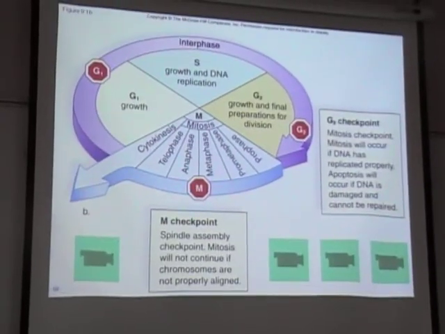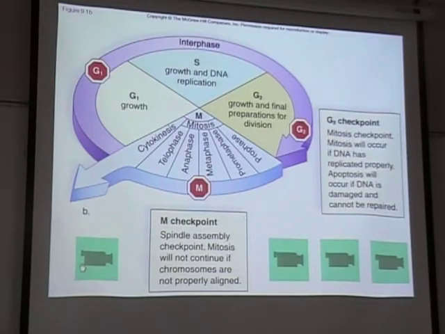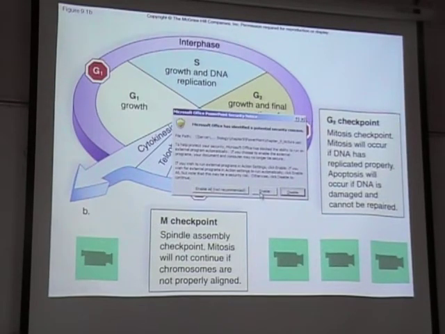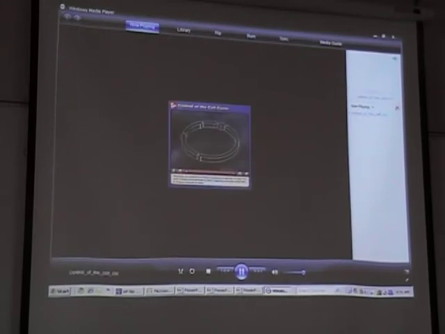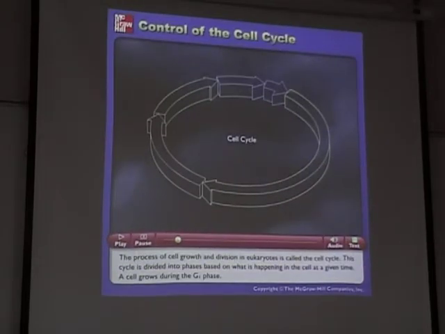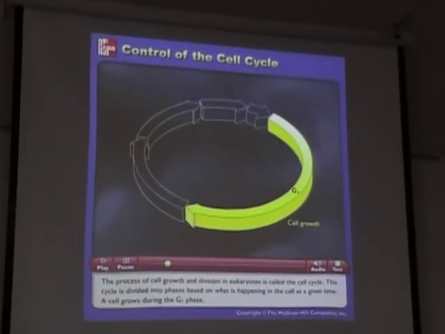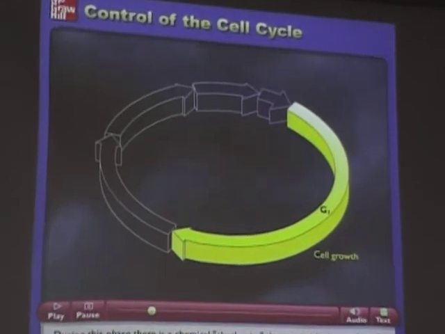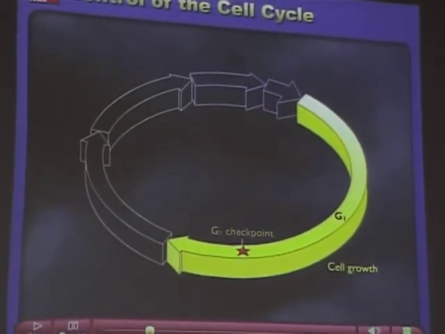Video footage of the cell cycle. How fast does that happen? It takes about 24 hours for the whole thing. The process of cell growth and division in eukaryotes is called the cell cycle. This cycle is divided into phases based on what is happening in the cell at a given time. A cell grows during the G1 phase. During this phase, there is a chemical checkpoint that controls whether the cell will divide, delay division, or enter a resting stage.